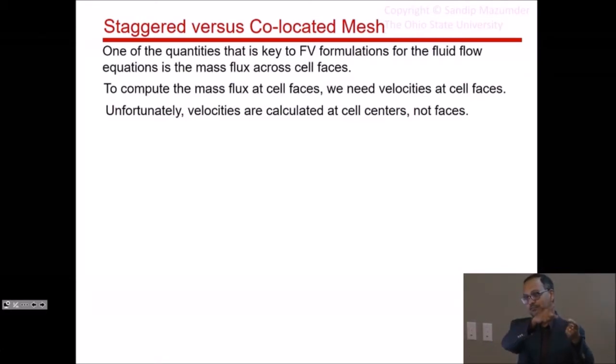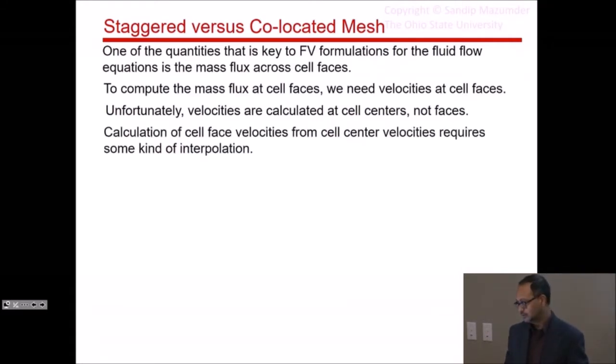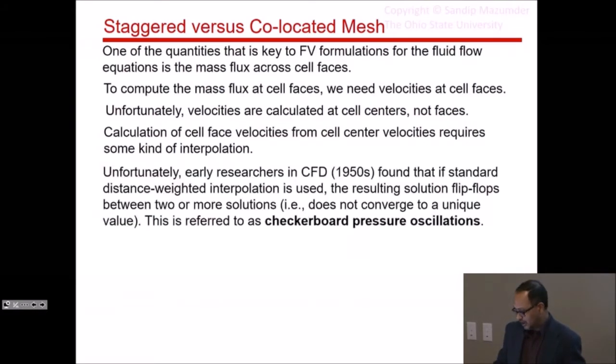equation simply says rho u at the eastern phase minus rho u at the western phase plus rho v at the northern phase minus rho v at the southern phase is equal to 0. Okay. So this requires some kind of interpolation, and people found that if you used distance-weighted interpolation for calculating cell phase velocities, the solution flip-flops between one or more solutions, okay? And this is referred to as checkerboard pressure oscillations.